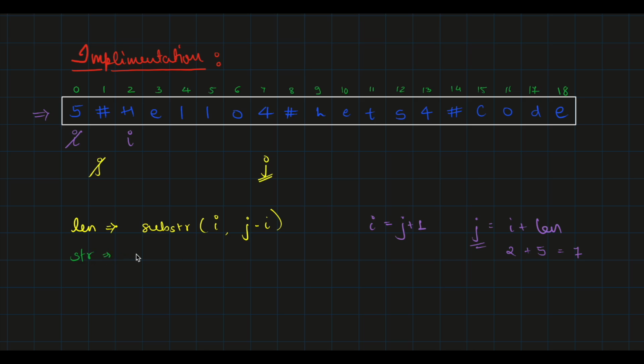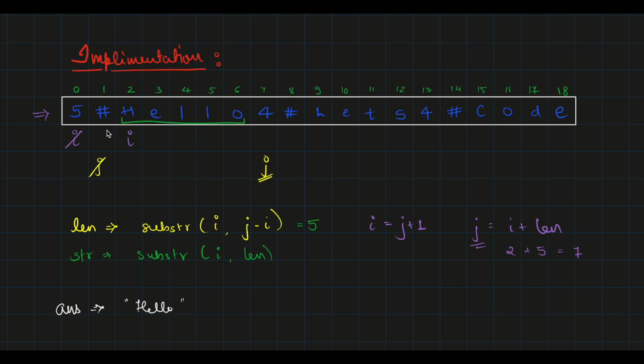So our string will be a substring starting from the ith variable, and the size of the substring will be the length. So in this case, the length is equal to 5. So starting from i, we will take the 5 elements and create it as a substring. And now we can push this string into the answer. So in the answer, we get hello.